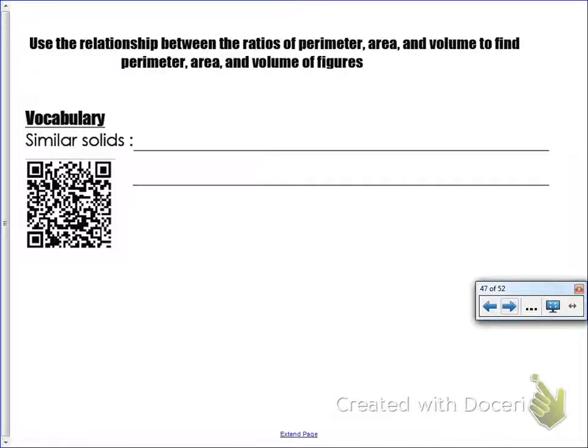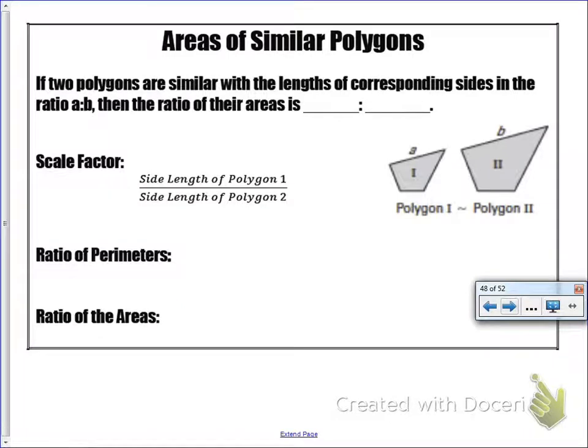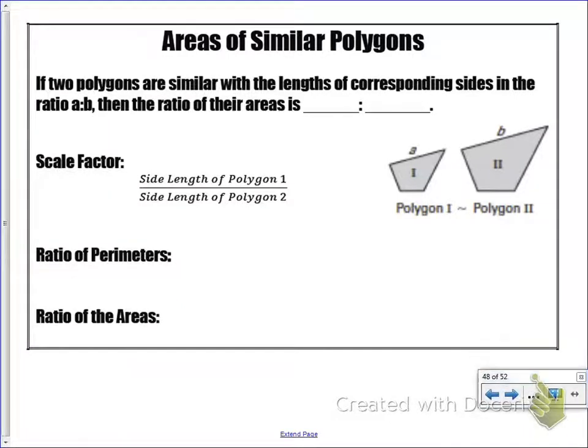Alright, now we got that definition taken care of. Let's explore what happens when I have two polygons that are similar and what happens with their area. So first and foremost, if two polygons are similar and the ratio of the lengths of the corresponding sides is A to B.